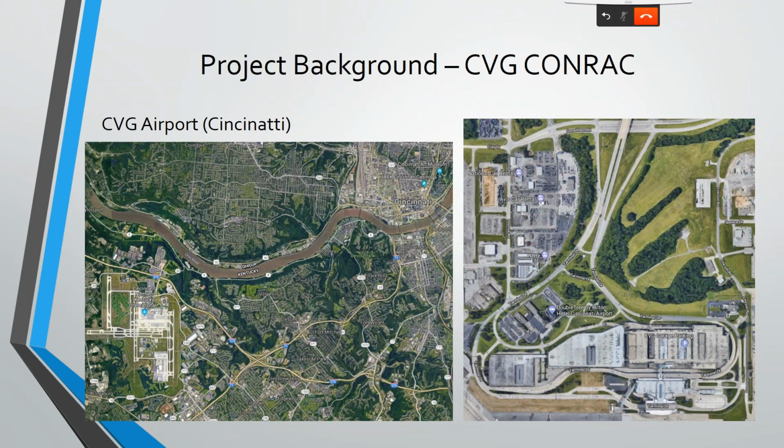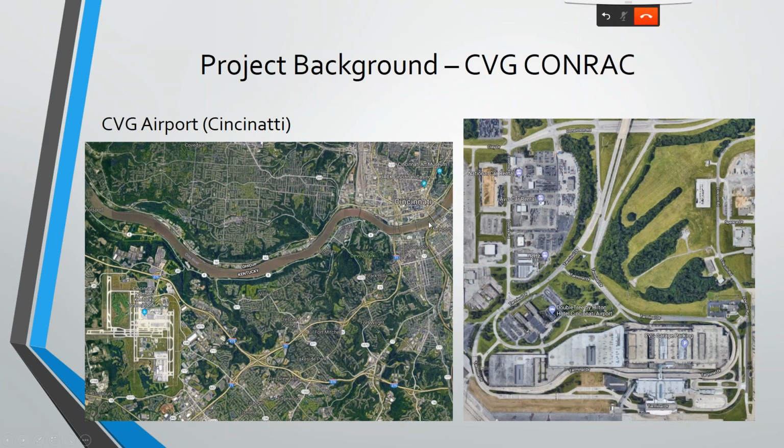So I'll start to talk a little bit about our project here. This is CVG CONRAC, which probably doesn't mean much to most people. CVG is the CVG airport run by KCAB, which is the Kenton County Airport Board. And CONRAC, this is a rental car facility that they're putting in.